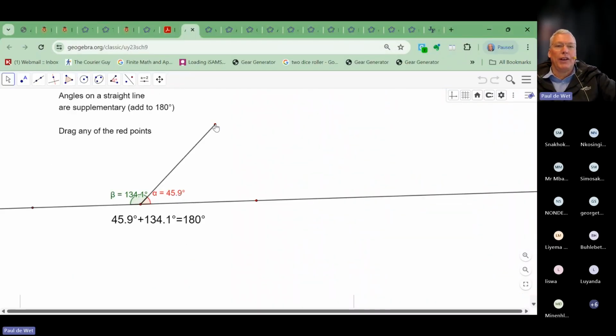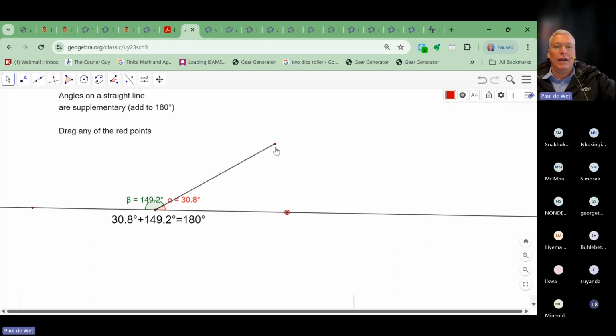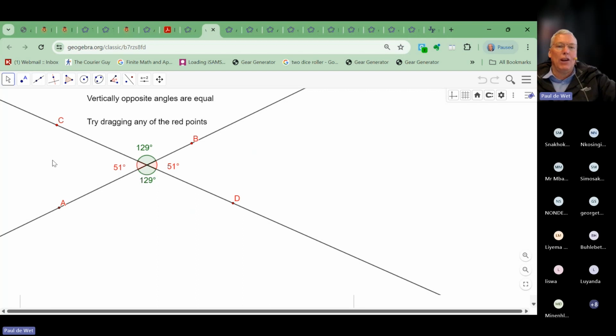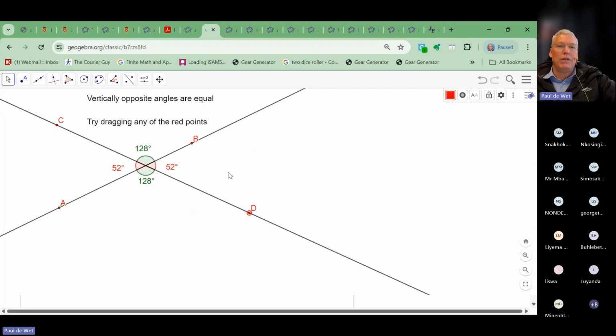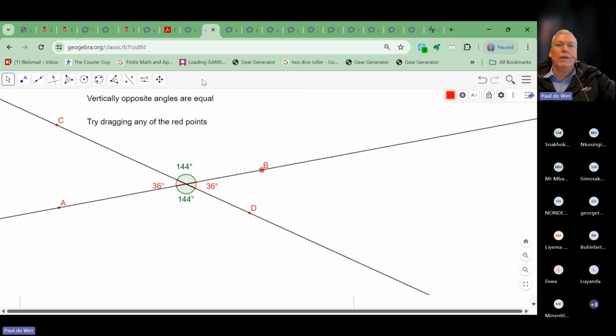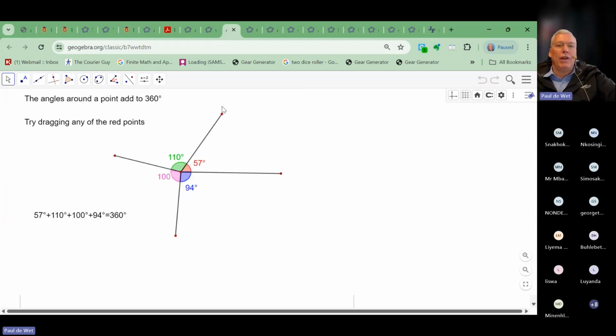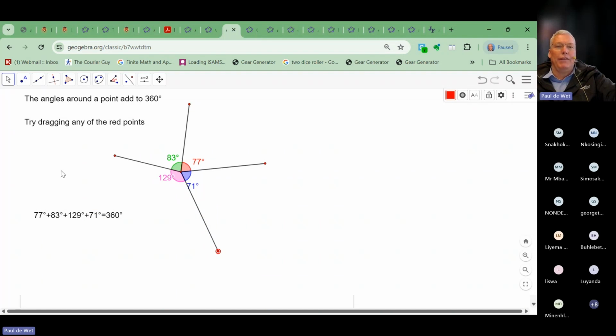What do we know about angles on a straight line? They add up to 180 degrees. Okay, it doesn't matter where the straight line is. They add up to 180 degrees. What do we know about vertically opposite angles? They're equal. Okay. What do we know about angles around a point? They add up to 360 degrees. The green one, the red one, the blue one, and the pink one add up to 360 degrees. Doesn't matter if I change this, they always add up to 360 degrees.